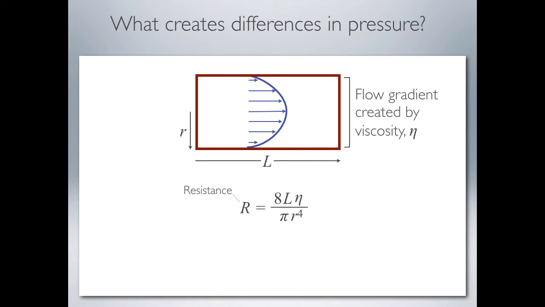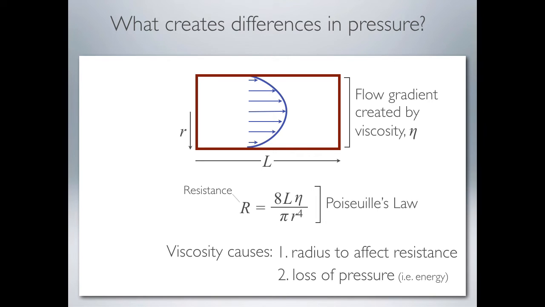All right, there's a couple other constants in there so that we can change our proportional sign to an equal sign. And that very simple relationship known as Poiseuille's law shows us the relationship between a couple of geometric properties of a cylinder, its length and its radius, and the viscosity, and we can directly calculate how much resistance that vessel is going to provide. And what that shows us, just by looking at those terms, is that viscosity causes the radius to affect the resistance. Radius wouldn't matter if this fluid had no viscosity. It's because of the stickiness to the walls that radius matters.